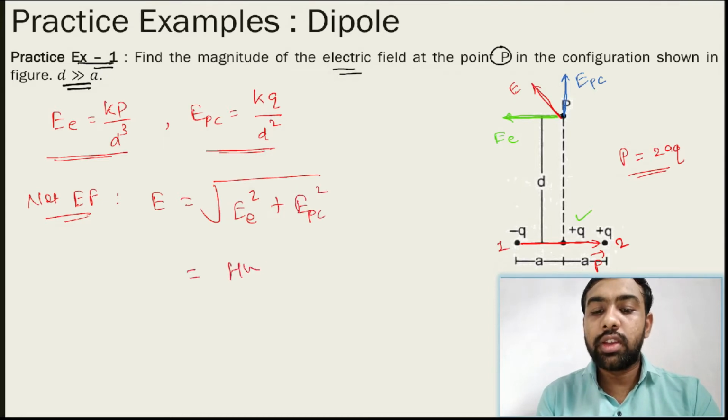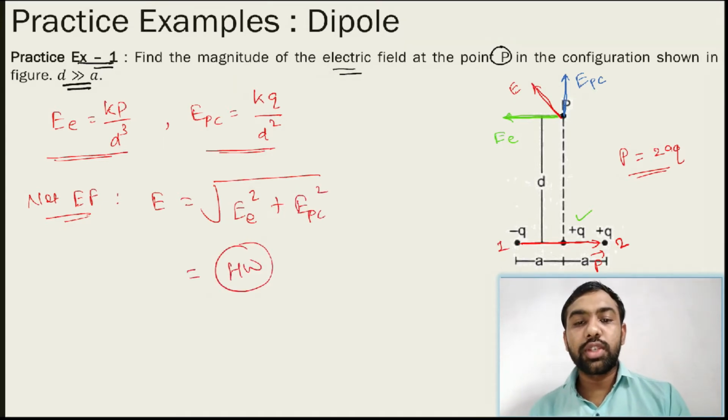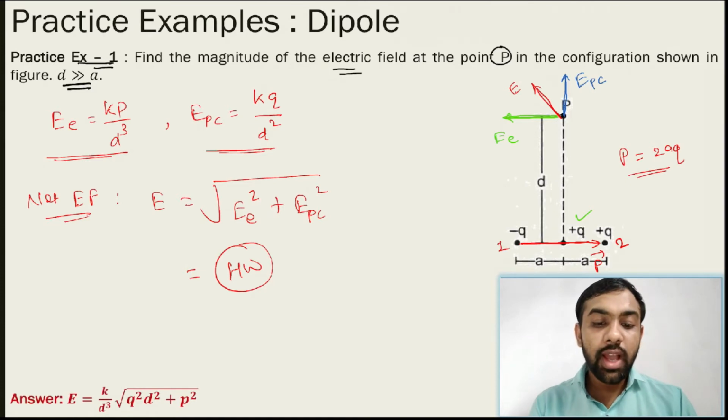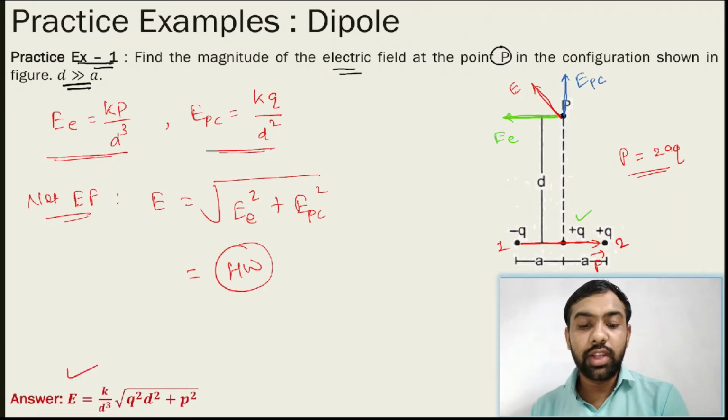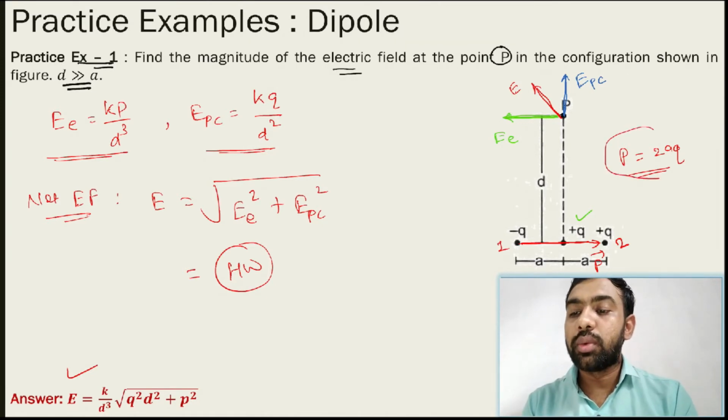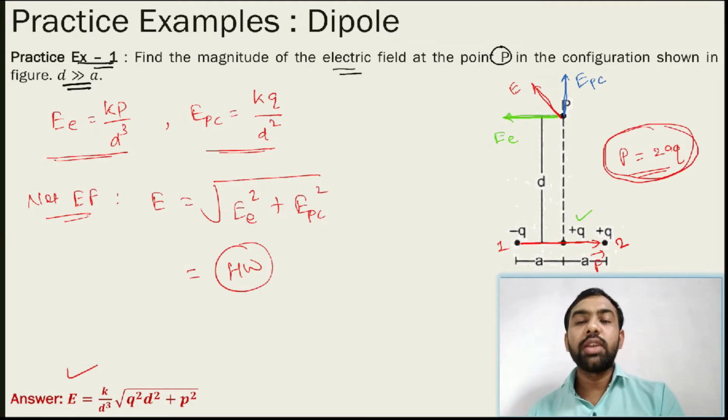The net electric field E is equal to under root E equatorial square plus E point charge square. Okay, so the simplification is homework. You just put both these values into this equation and simplify the relation. You get this answer after simplification: k upon d square, d cube under root q square d square plus p square, where p is equal to 2aq. All of you note this example in your books, and after that we will go to the next one.